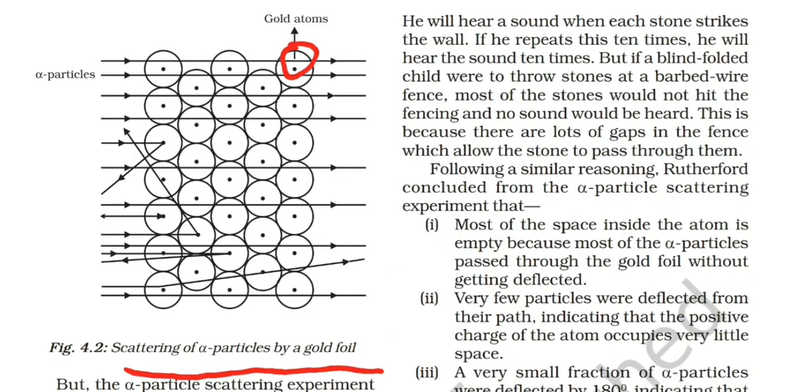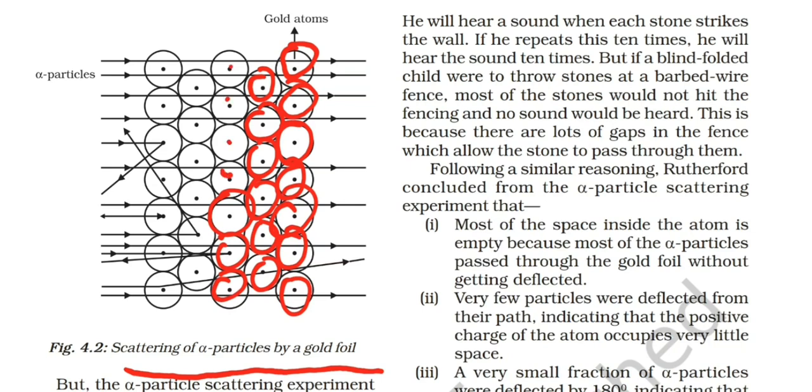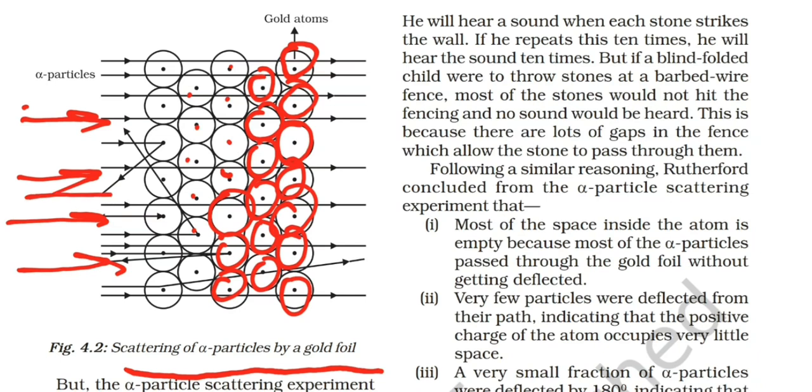So here the rounded shape structures given, these are known as the atoms of gold foil. Remember that. And the middle point given, this is the nucleus. Middle point is known as the nucleus. Now these rays are known as the alpha rays.